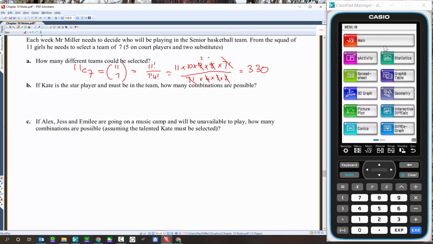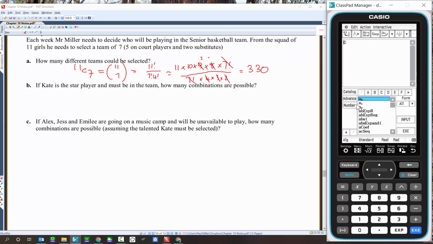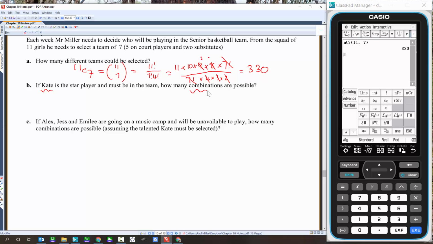You can also do this on the calculator. So if we go to the calc, you can see I've done some there. And go to the advanced section again. We can use this function, nCr. What we do is we type in 11, then a comma, and then 7, and that represents 11 choose 7, which is 330.